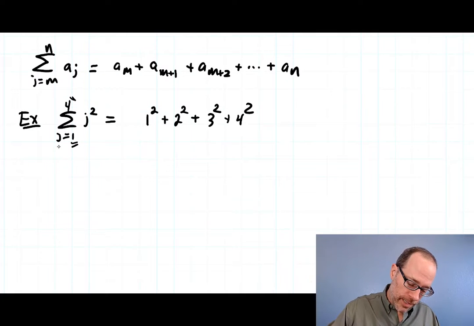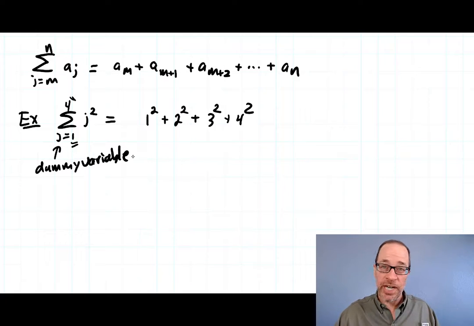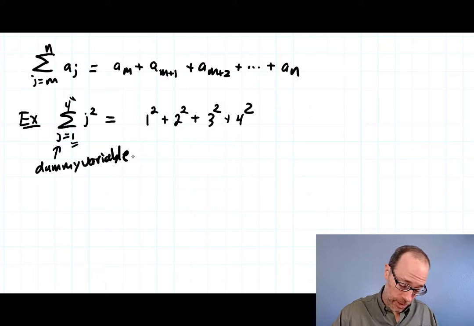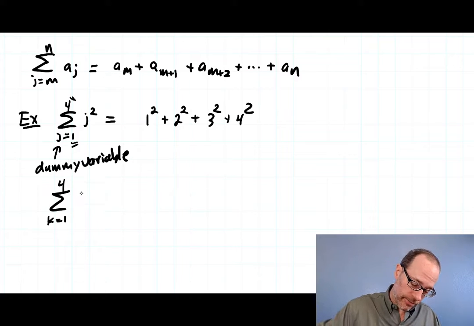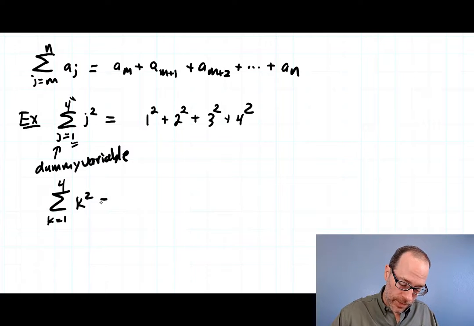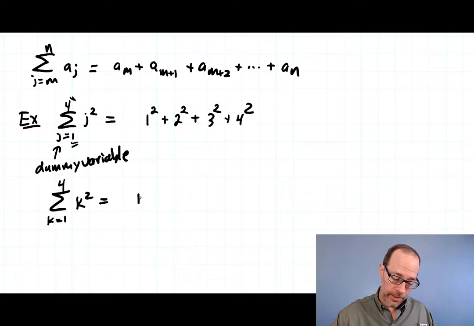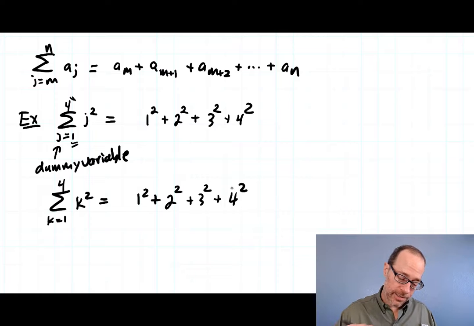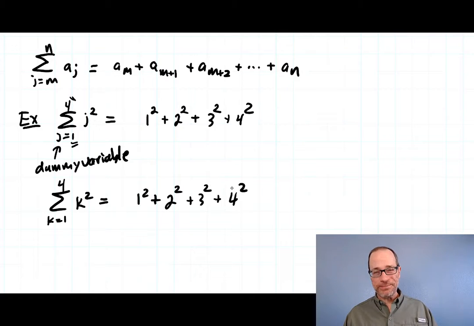This j, by the way, is just like a dummy variable. You can switch it out to any letter you want, any symbol you can draw, in fact. So you could write the sum from k equals 1 up to 4 of k squared, and you do the same thing. First you put k equal to 1 and plug it in, then you change it to 2, plug it in and add, change it to 3, plug it in and add, change it to 4, plug it in and add, and since you've hit the end, stop.